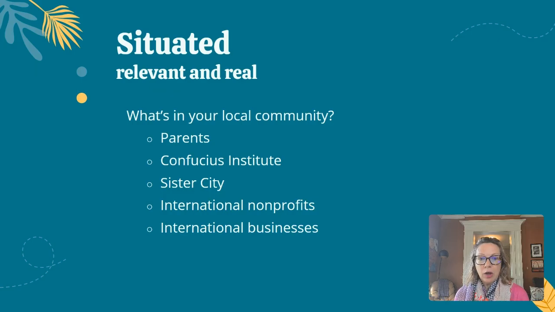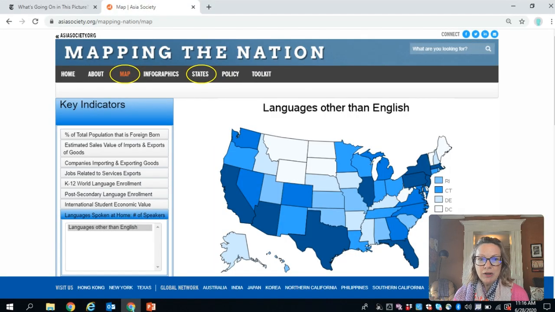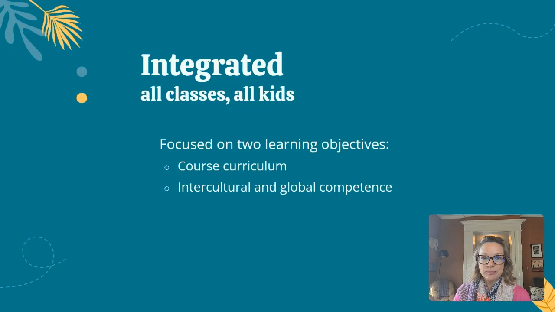We also think about the authentic learning experiences that could happen in our local community. So, for instance, some teachers have worked with the Confucius Institute in their city, a sister city, an international nonprofit, or an international business. And if you're not sure where to start, like what is in my local community, you could use the Mapping the Nation resource.